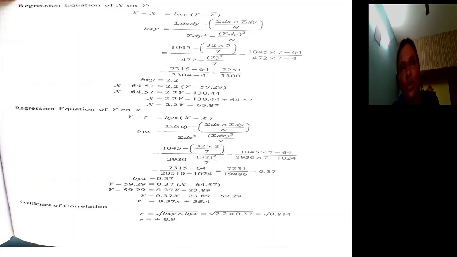Then they asked us to calculate the correlation coefficient. I have already informed you that the correlation coefficient r is equal to the square root of the product of the two regression coefficients, that is bxy and byx. So the square root of 2.2 into 0.37. How did we arrive at 2.2? bxy is nothing but 2.2, byx is 0.37. The square root of 0.814 is equal to 0.9.